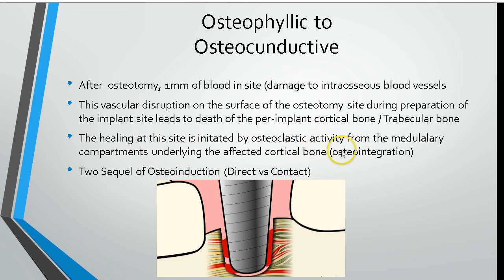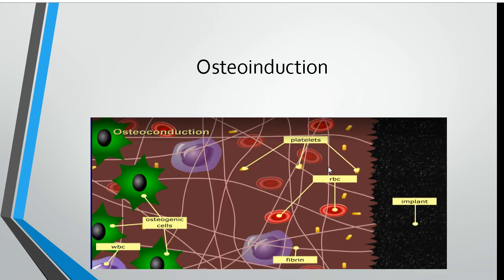So anyway, this bone laying down and the sequel of induction of getting bone, there are two ways. There is direct osteogenesis, and then there is distance osteogenesis. We're going to talk about those two in a second. So during the conduction phase, how do we end up getting bone?